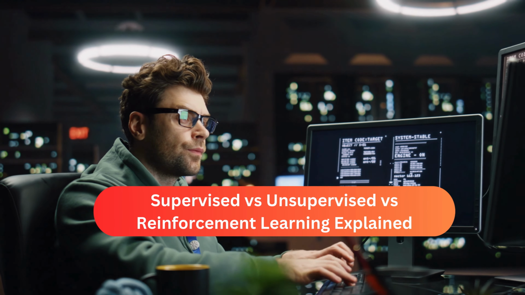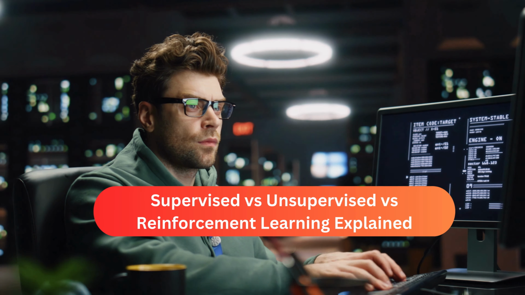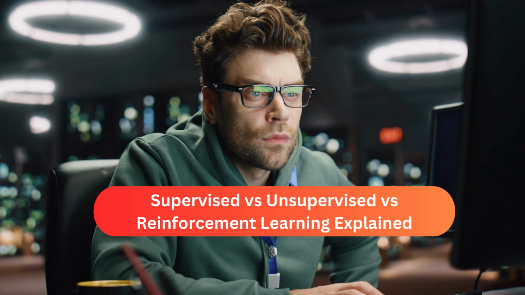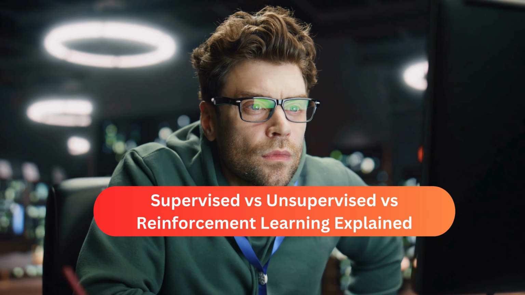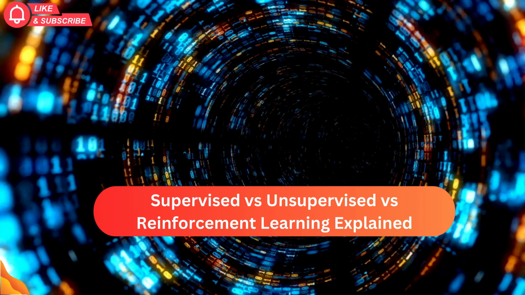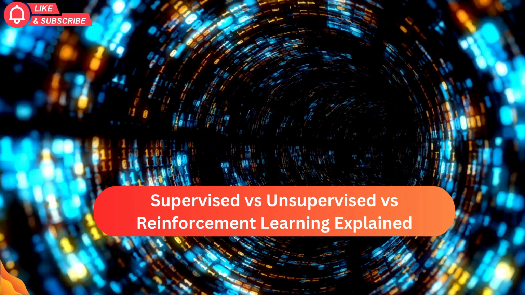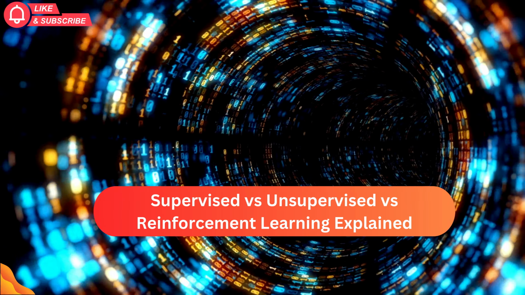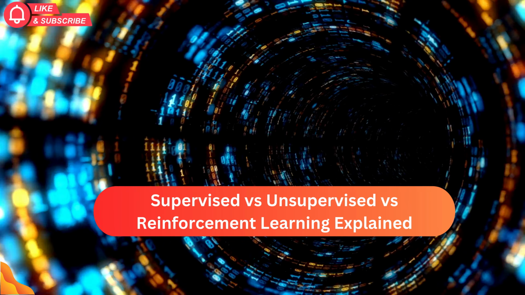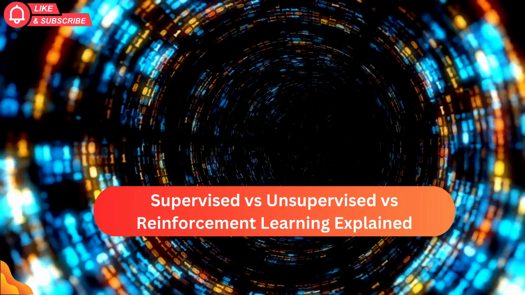Let's start with supervised learning, the most common type of machine learning. In supervised learning, the computer is trained on labeled data, where both the input and the correct output are provided. For example, imagine you're teaching a computer to recognize cats in photos. You'd provide thousands of images labeled as either cat or not cat. Over time, the algorithm learns to identify patterns, like whiskers or pointy ears, and can then predict whether a new image contains a cat. Supervised learning is used everywhere, from fraud detection in banking to diagnosing diseases in healthcare. It's especially useful when you know exactly what you're looking for.